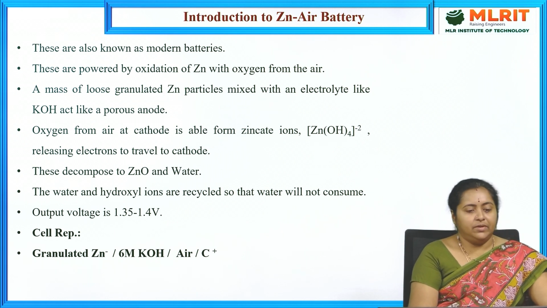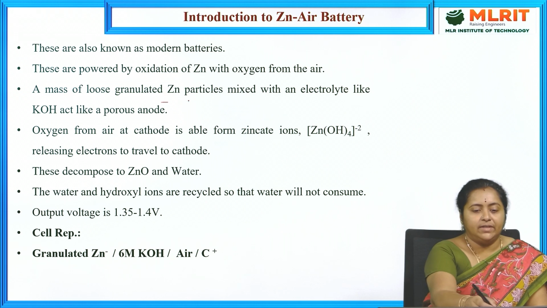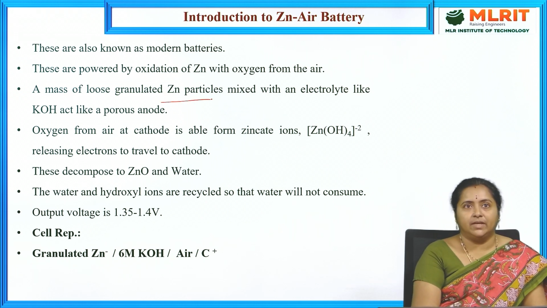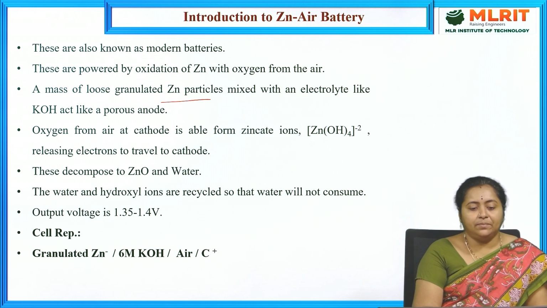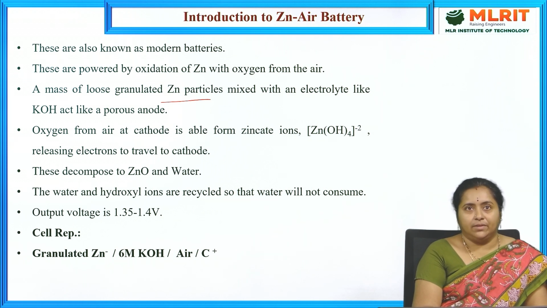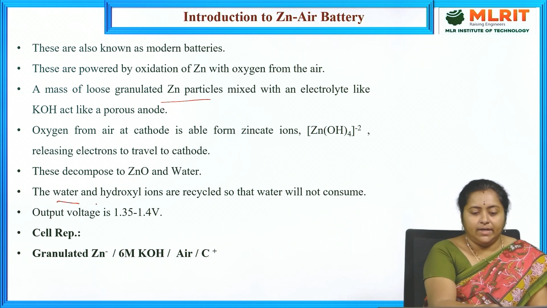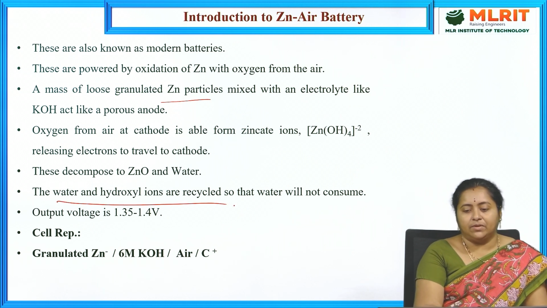So what happens? The granulated zinc particle paste made with KOH acts as the anode, that is the negative electrode, and atmospheric oxygen is absorbed in the cathode chamber. It forms OH minus ions. These OH minus ions combine with zinc. As a result, zincate ions are formed, and these zincate ions again decompose to form ZnO and water. That means flow of electrons takes place from anode to cathode, that is, current is produced. Water and hydroxyl ions are recycled so that the water is not consumed.